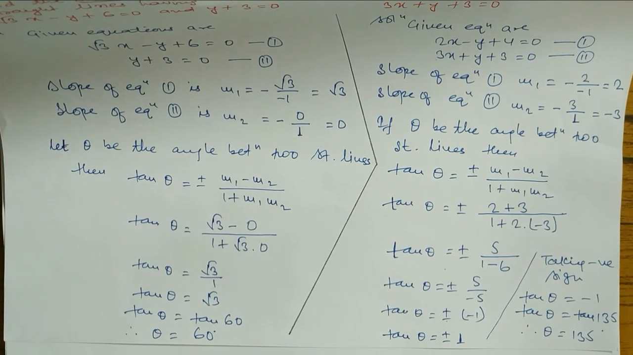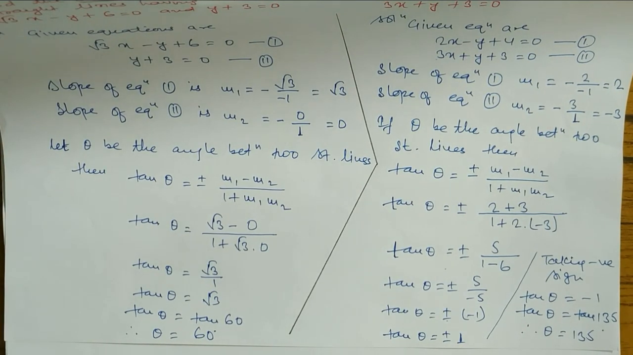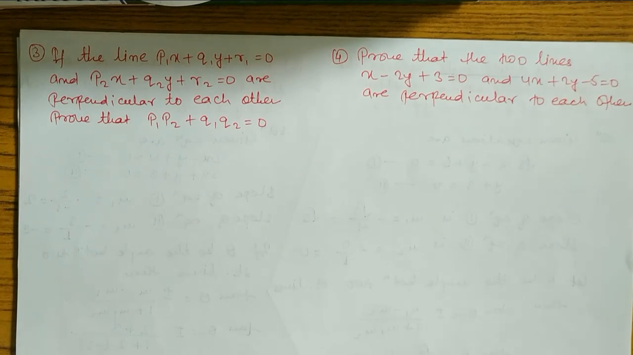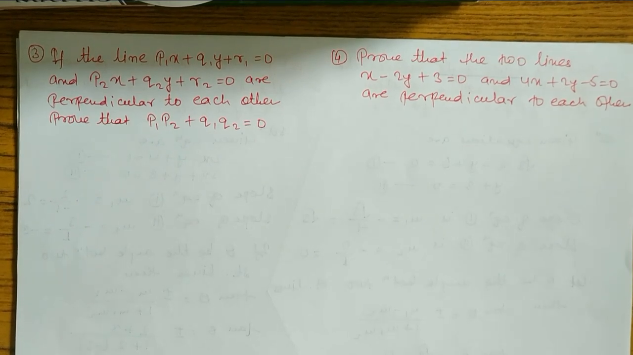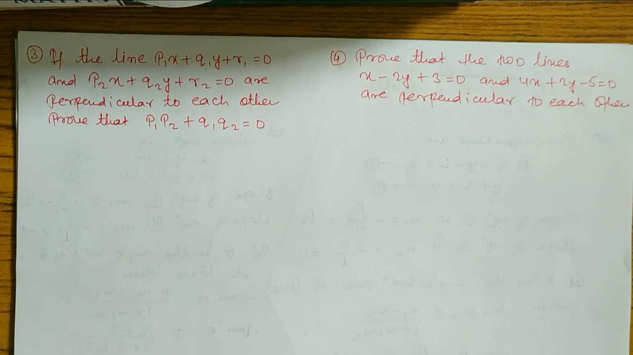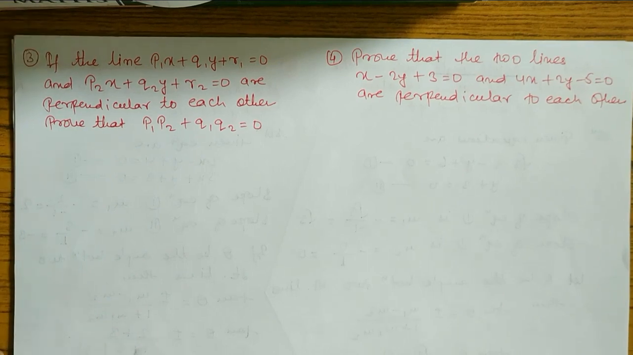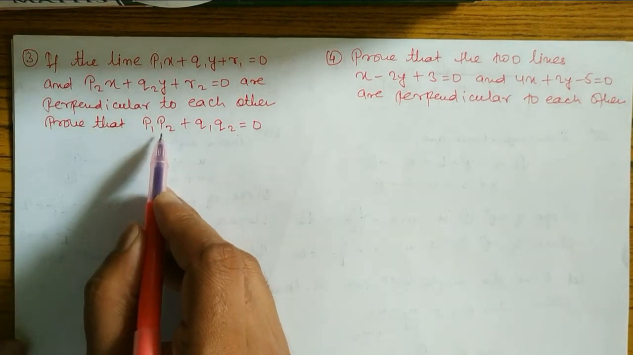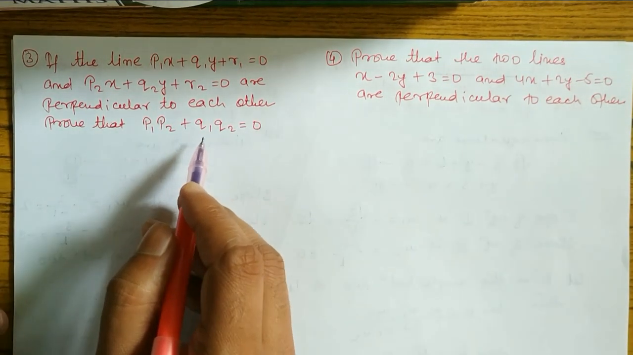Okay, now the next question is, if the lines p1x plus q1y plus r1 is equal to 0 and p2x plus q2y plus r2 is equal to 0 are perpendicular to each other. Two lines are given, they are perpendicular to each other. We have to prove that p1 p2 plus q1 q2 is equal to 0.